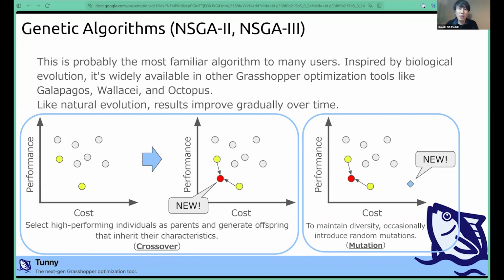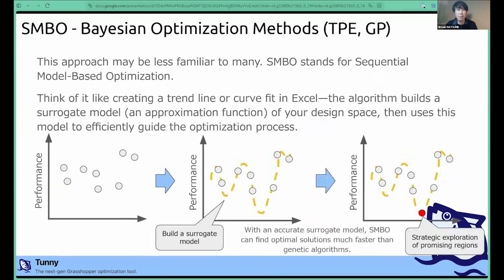This evolutionary approach is reliable and robust across a wide range of problems, making it a trusted choice for multi-objective optimization.